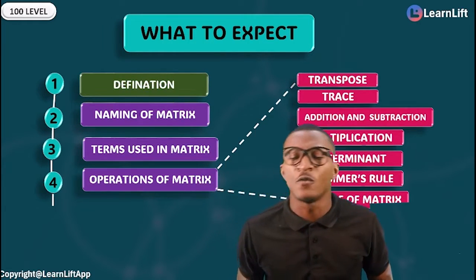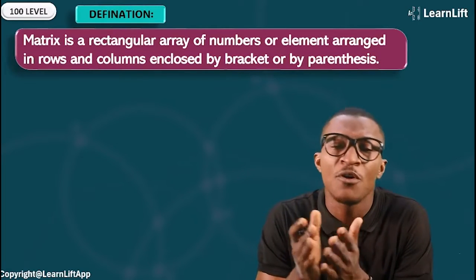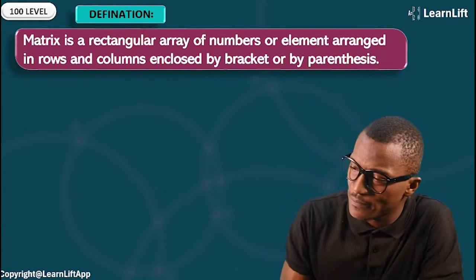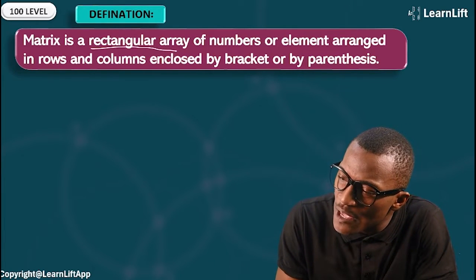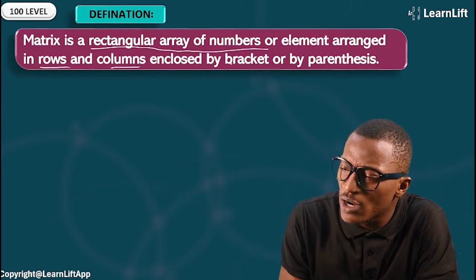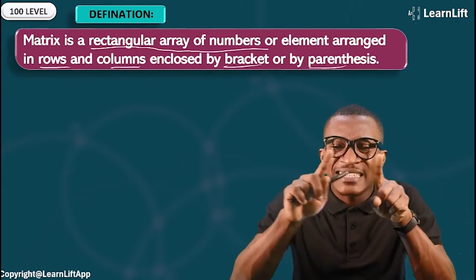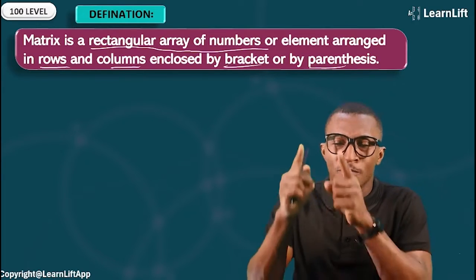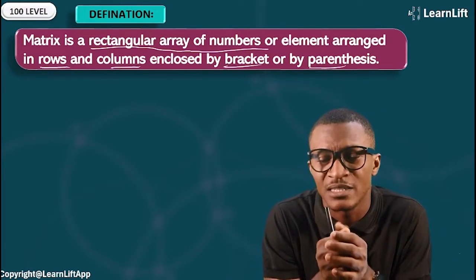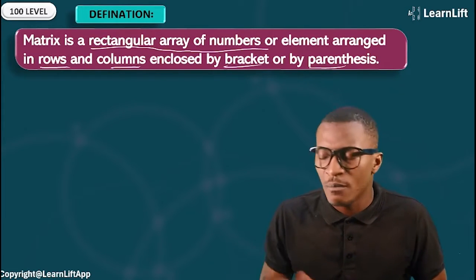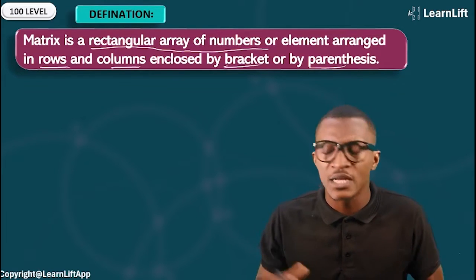Let's start with the definition of the word matrix. Now, I'll start by telling you that a matrix is a rectangular array of numbers arranged in rows and columns enclosed by a bracket or your parentheses. First, it is a rectangular array of numbers or elements. How are they arranged? They are arranged in rows and columns enclosed by a bracket or parentheses.